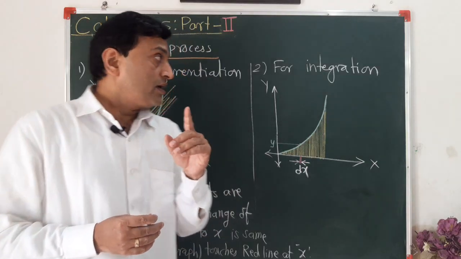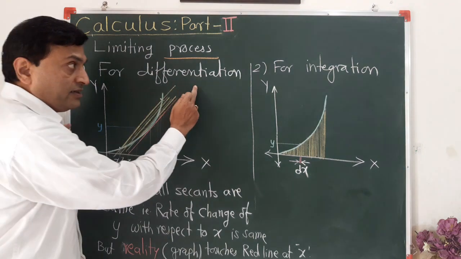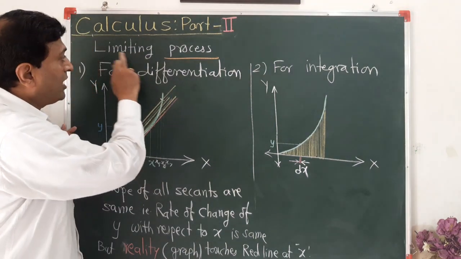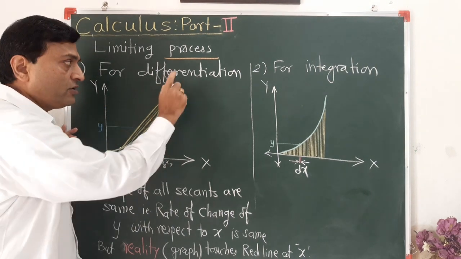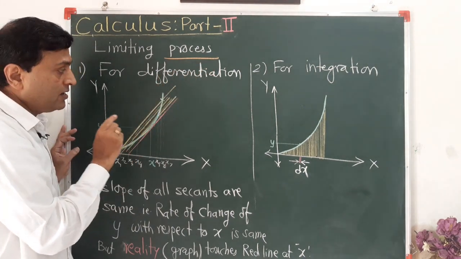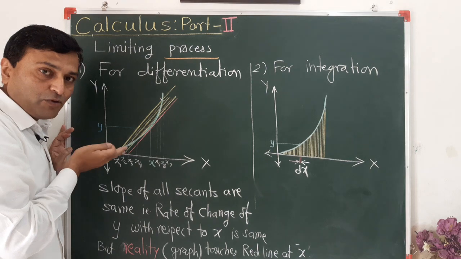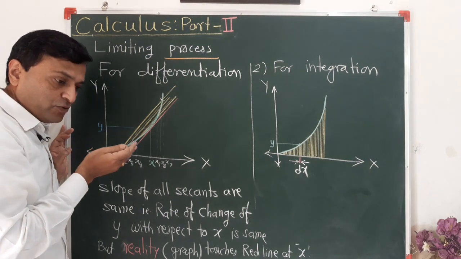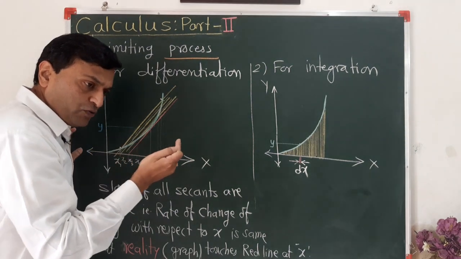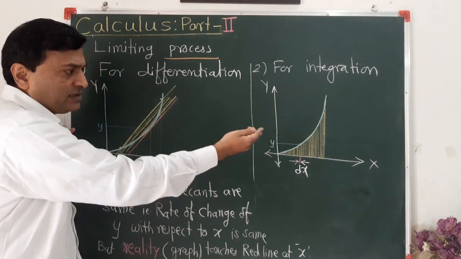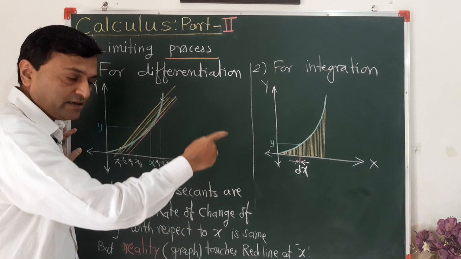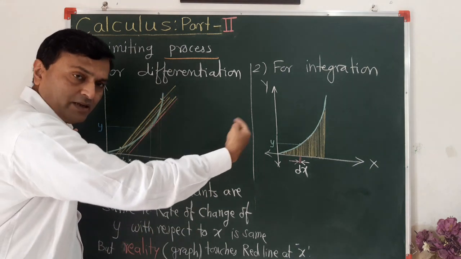Now, before entering this differentiation and integration, I have shown the limiting process, which is very important for these two processes. What is the limiting process? Limiting process means it is going towards one particular value. Which value? In this case, that value is 0 in integration. That will be explained later.